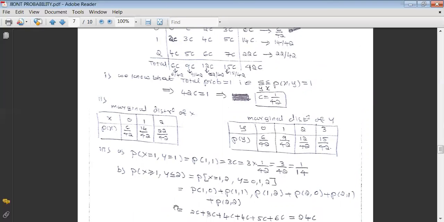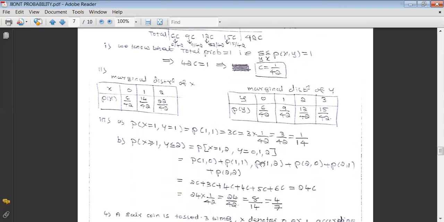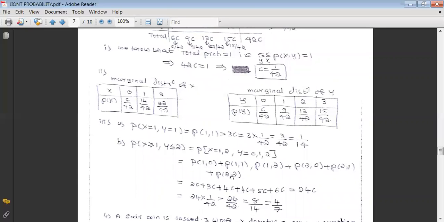Now, let us take all the possible combinations. When x takes the value 1, y takes the value 0. We can write it as p of 1, 0. Plus, when x takes the value 1, y takes the value 1. That is p of 1, 1. When x takes the value 1, y takes the value 2. It is p of 1, 2. Then it is when x takes the value 2, y takes the value 0. That is p of 2, 0. Similarly, p of 2, 1. Then p of 2, 2 we can write.